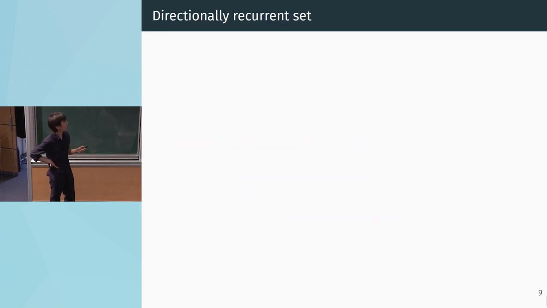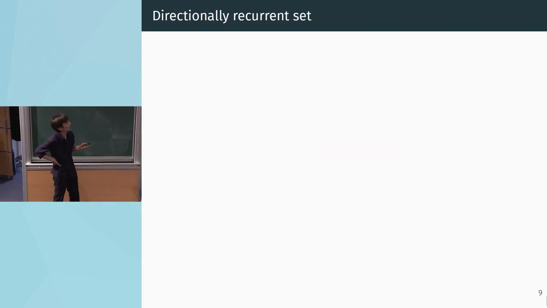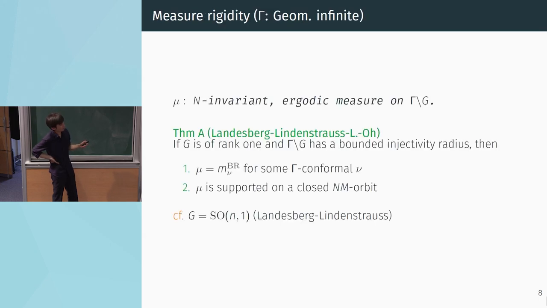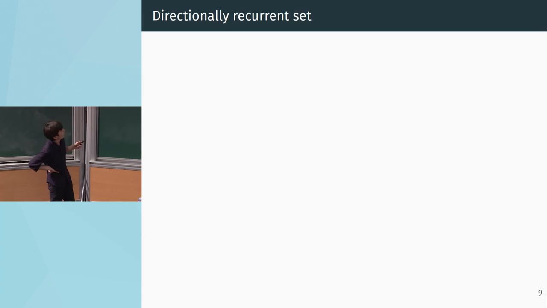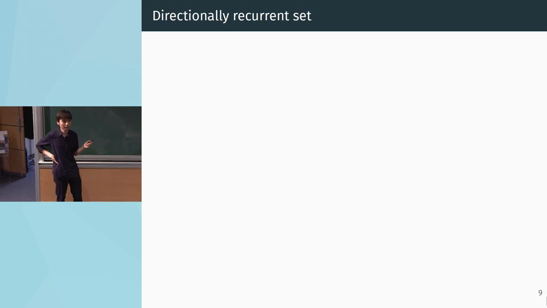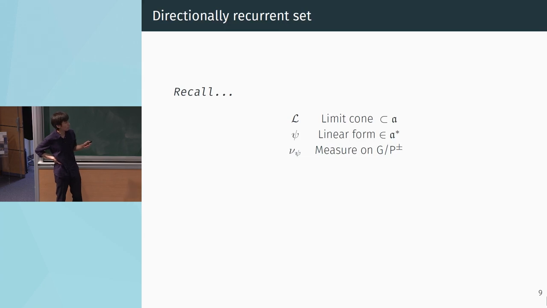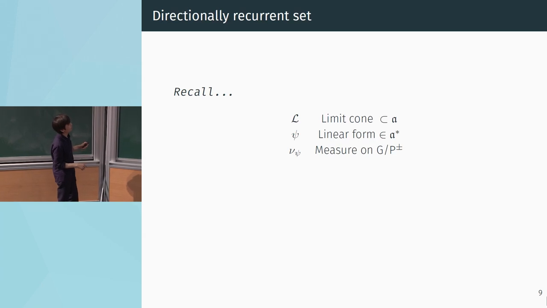Sorry, where was I? Yeah. This is a workshop on Anosov groups and higher rank, so I should present a higher rank result for which we don't get a result as strong as this one, but we do get a result. For that, I will be picking up on the notion that was explained by Angira in the previous lectures, the directional recurrent set. I think Angira called it the directional conical set, right? The directional conical set. So recall my notation; sorry, I didn't fix this. This should be the limit cone, L_gamma, and psi is a linear form, and I'm going to use the notation nu sub psi for a conformal measure on the Furstenberg boundary.